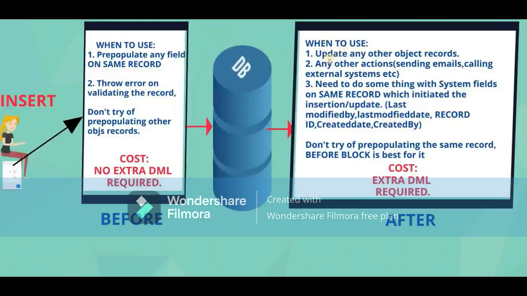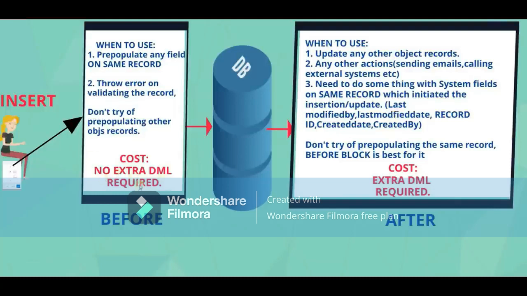Let's say an account is inserted. If you want to update any other object's records, you need to go for after insert or after update events. If an account is inserted or updated, and if you want to do any other action, something like sending emails, calling an external system, which is callouts or integrations, or if you want to do something with system fields on the same record, like last modified date, record ID, created date or created by, because these values will not be available before the record is inserted, then if you want to do some operations with these fields, you can do that in the after insert or after update event only.